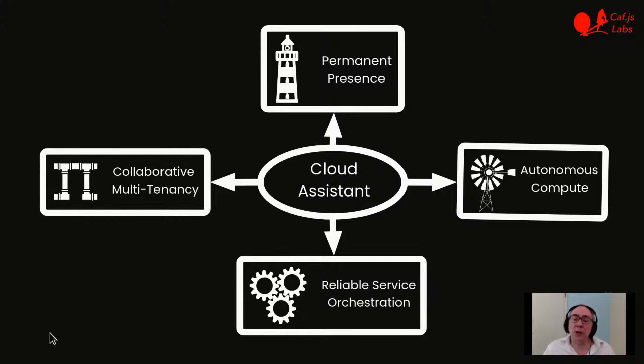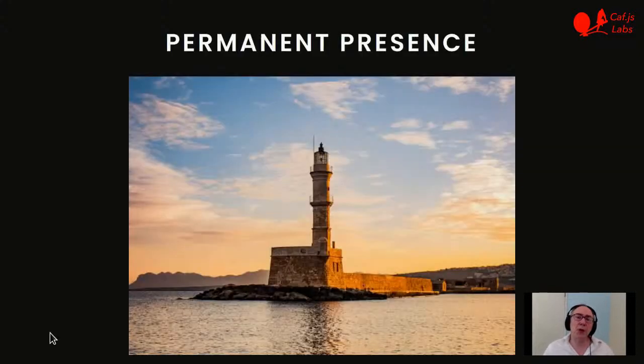The third thing it can do is orchestration of external API calls to other services. And the last thing, and actually my favorite, is that it can help you do collaborative multi-tenancy. It can help you create apps in which users collaborate in a safe and very efficient manner. So let me first talk about permanent presence.